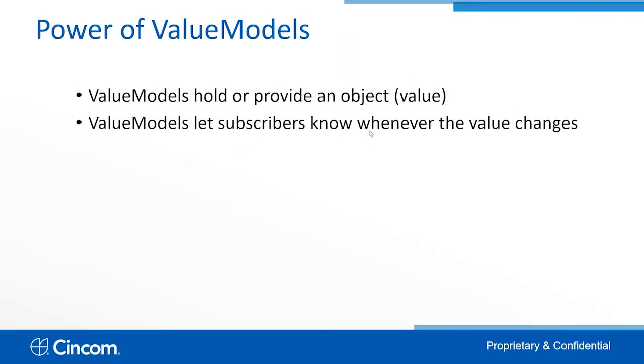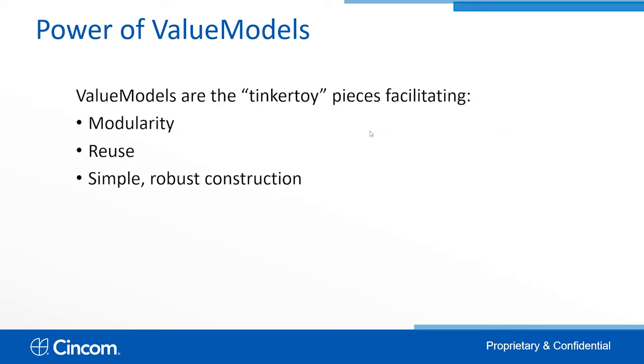Let's move forward. The power of value models is that value models basically hold or provide an object by simply sending the message value. Very simple, very powerful. And value models let subscribers, anybody who is registered in interest, know whenever the value changes, and that's very useful. So you can access the object that a value model holds simply by sending the message value.